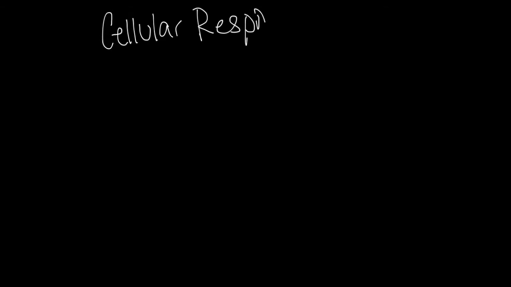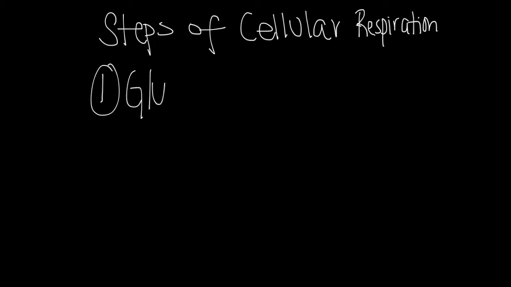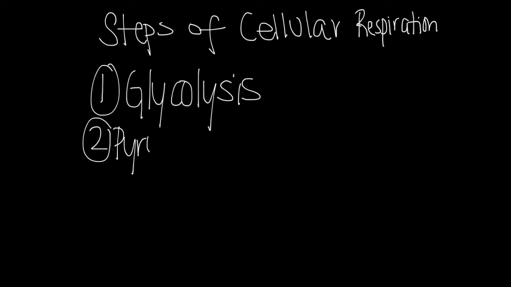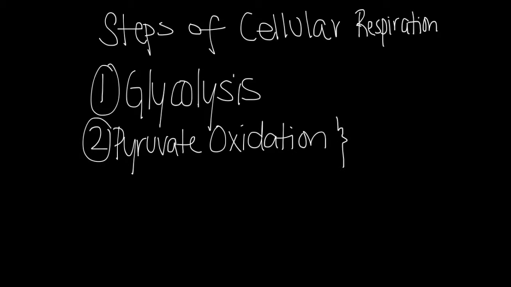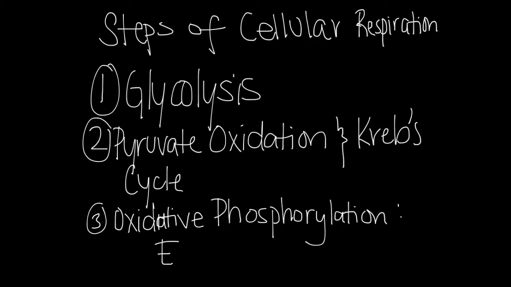Today we'll be talking about cellular respiration, and this is basically how cells produce energy in the form of ATP. There are three steps in cellular respiration. They are glycolysis, followed by pyruvate oxidation in the Krebs cycle, and finally oxidative phosphorylation, which includes the electron transport chain and chemiosmosis.